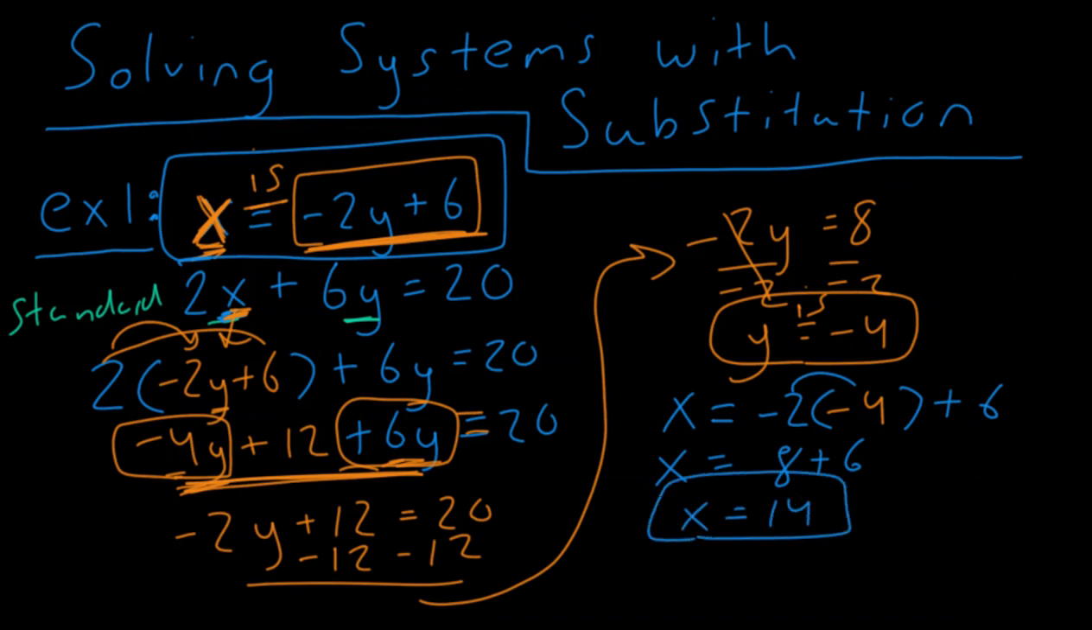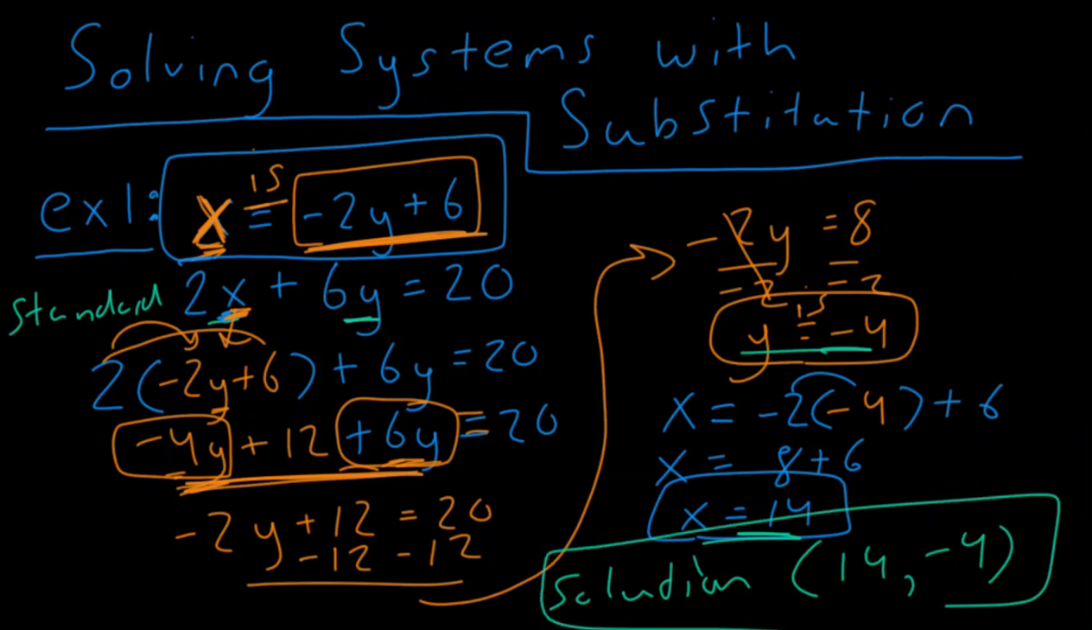Now, at this point, we write our final solution, or the place where these two lines are intersecting, as our x value, 14, comma, our y value, negative 4. And there we have our answer. Go ahead and pause this, and let's go on to our second example.